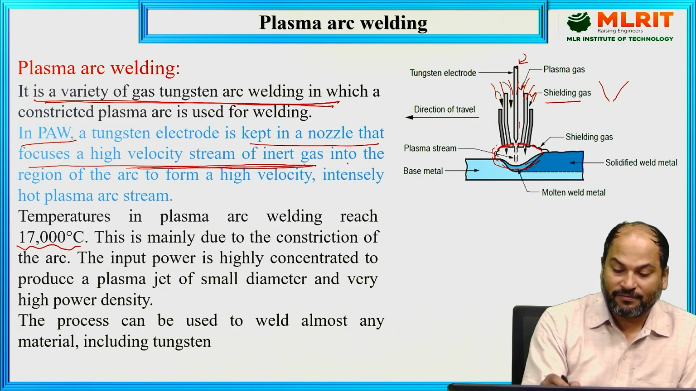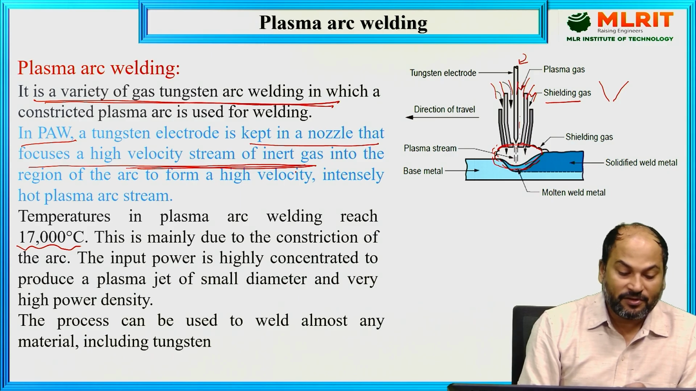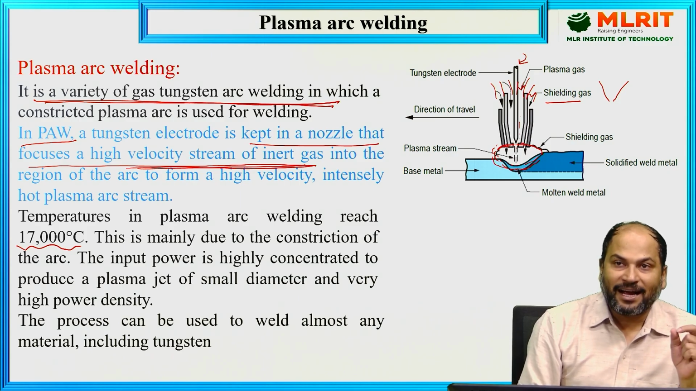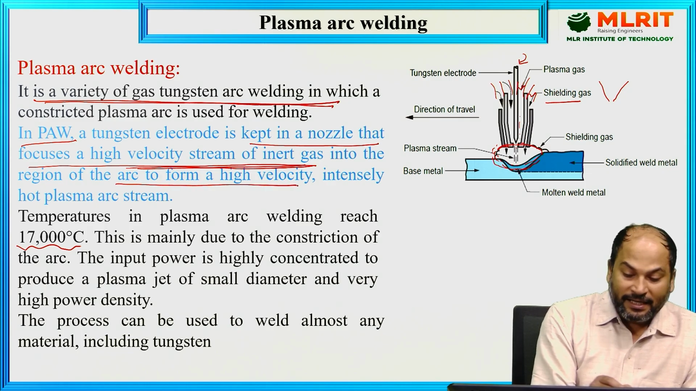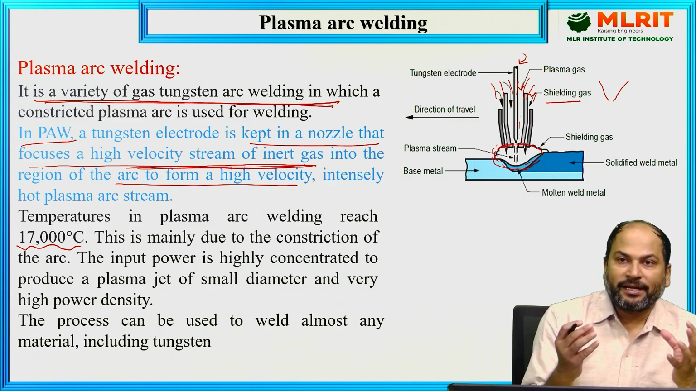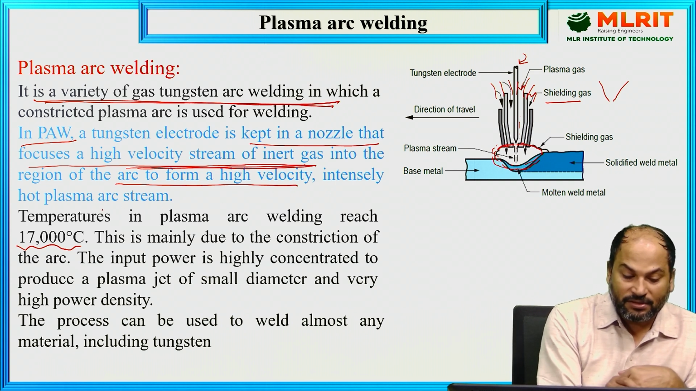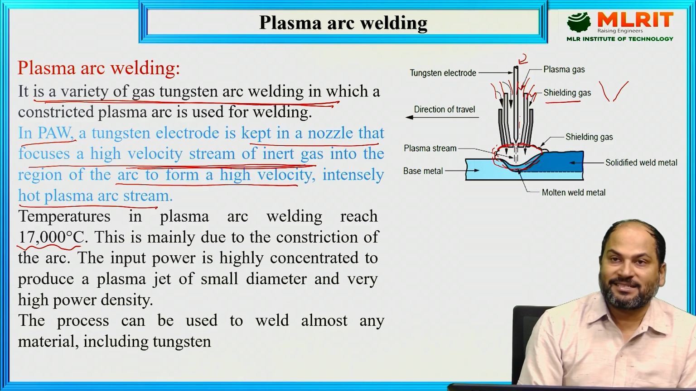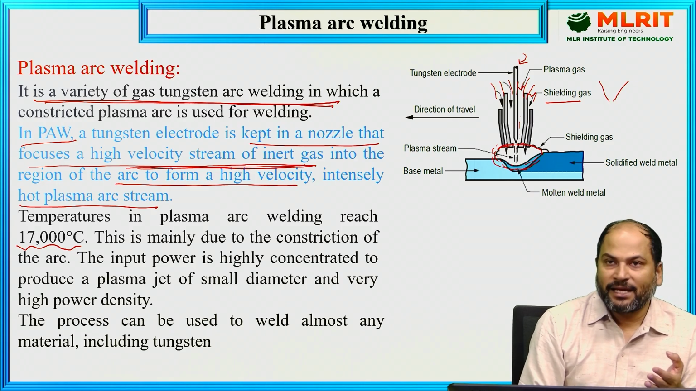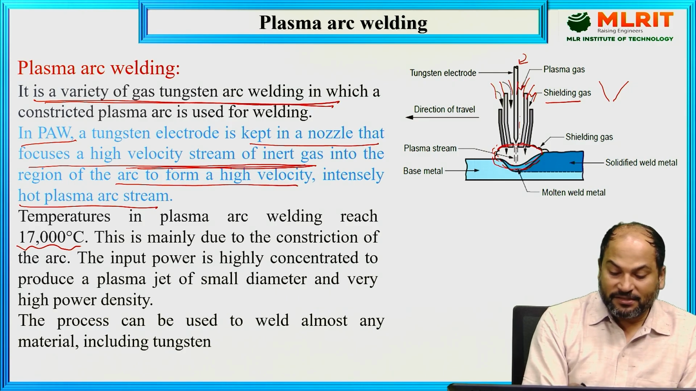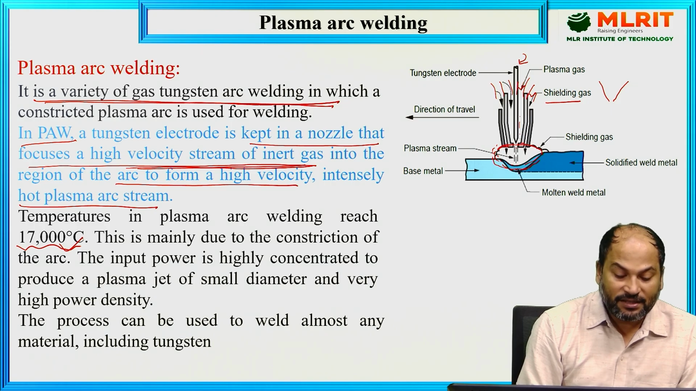In that arc, through a nozzle, we force a high velocity stream of inert gases to go inside the arc wherever we have created the arc. It will be broken into positive ions and negative ions, and this is nothing but the plasma. This hot plasma arc stream is used for both cutting and welding purposes. Temperature in a plasma arc can reach up to 17,000 degrees centigrade. It's a very huge temperature.